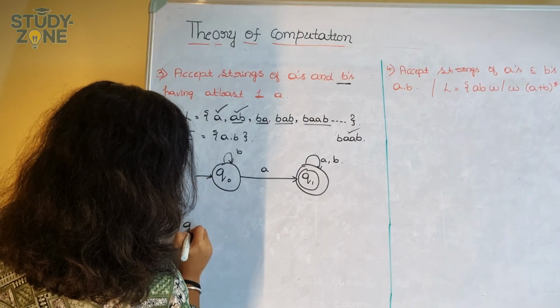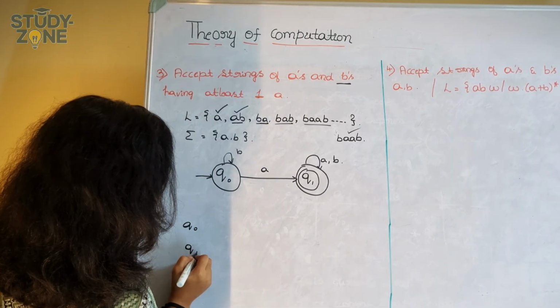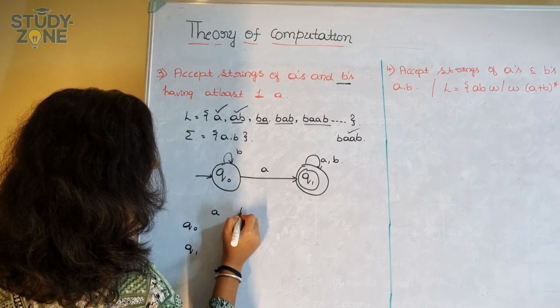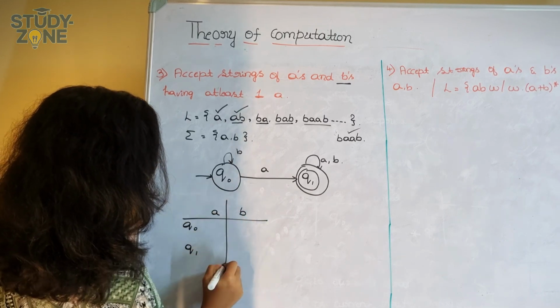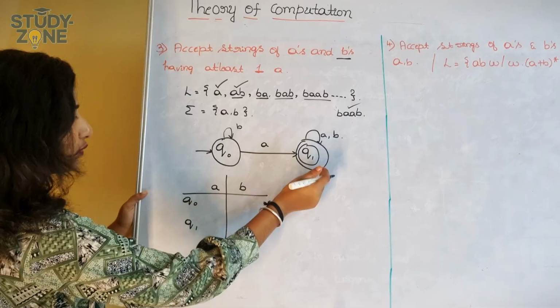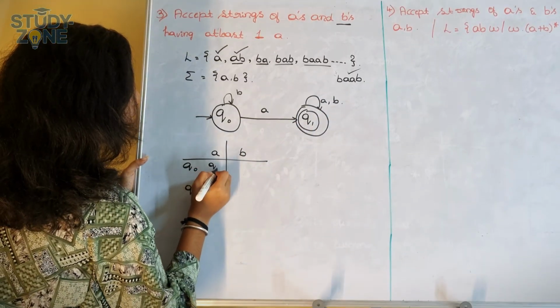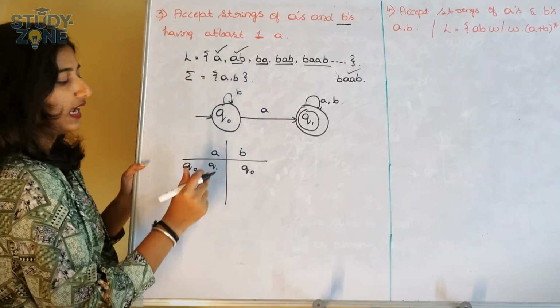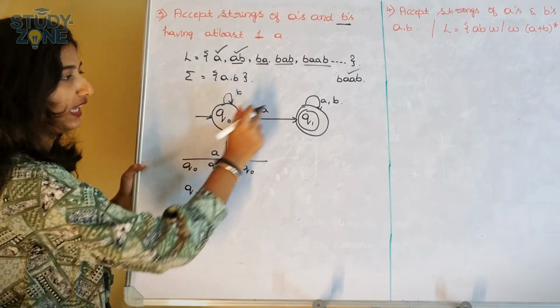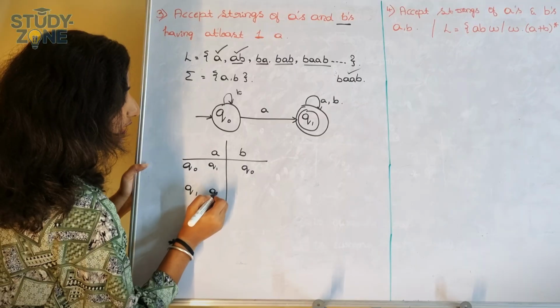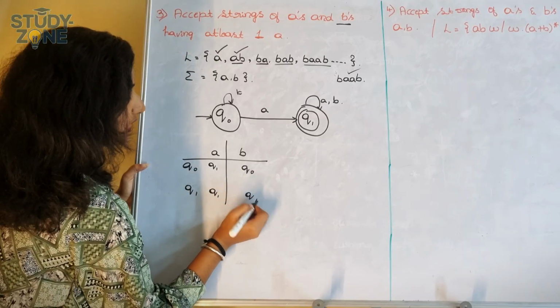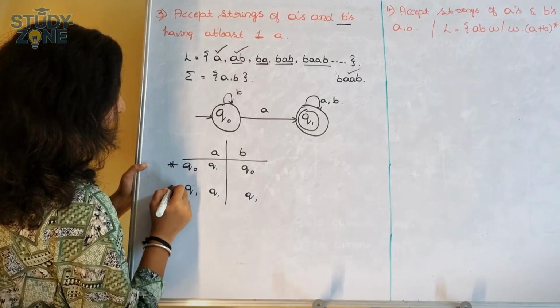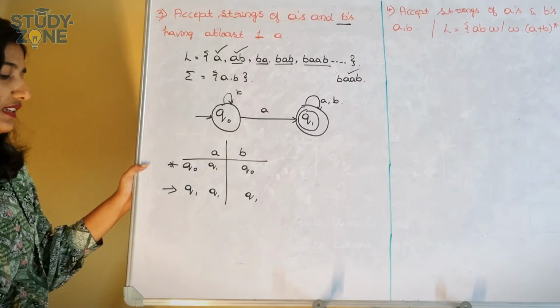Okay, so now how to write the transition table? So we have two states Q0, Q1 and we have A and B, right? So Q0 on A is moving to the next state, that is Q1. Q0 on B is staying in the same state, correct? And then Q1 on A is staying in the same state and Q1 on B, same state. So this is the initial state, this is the final state.